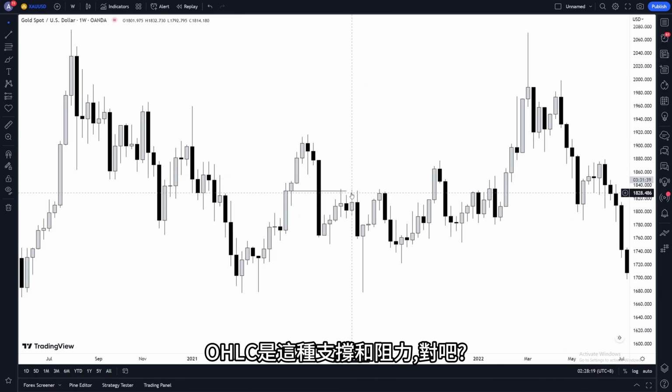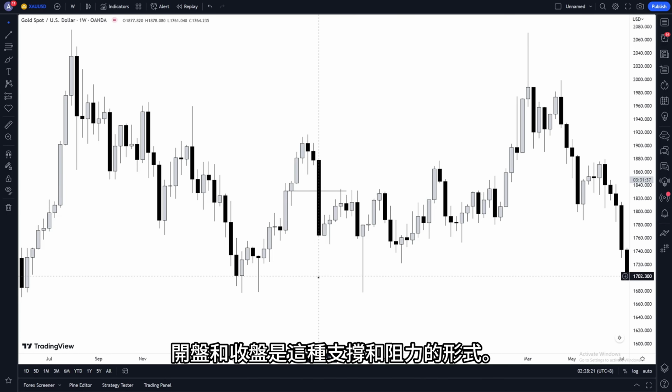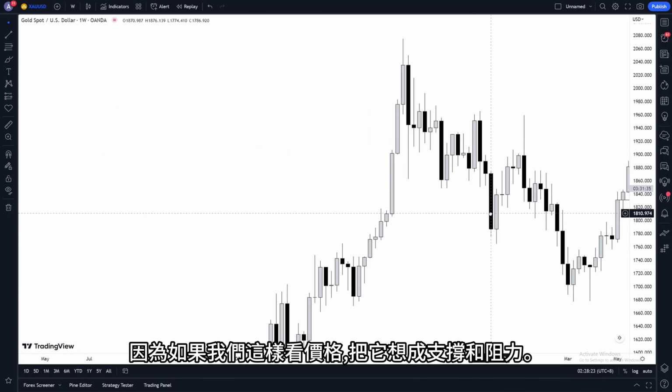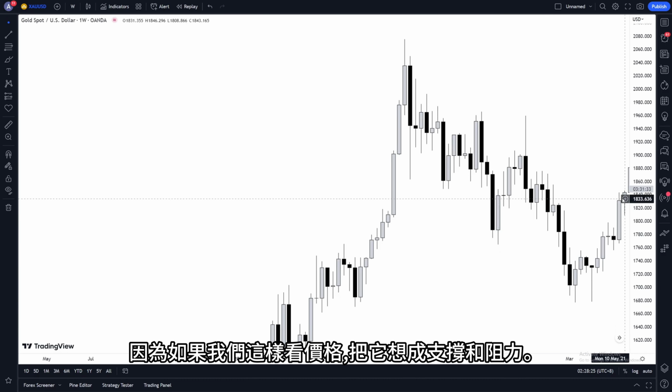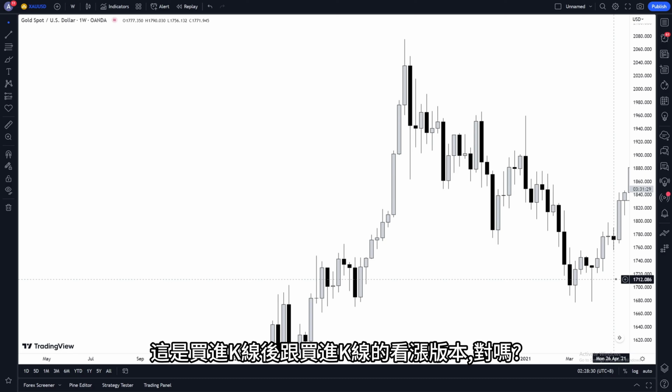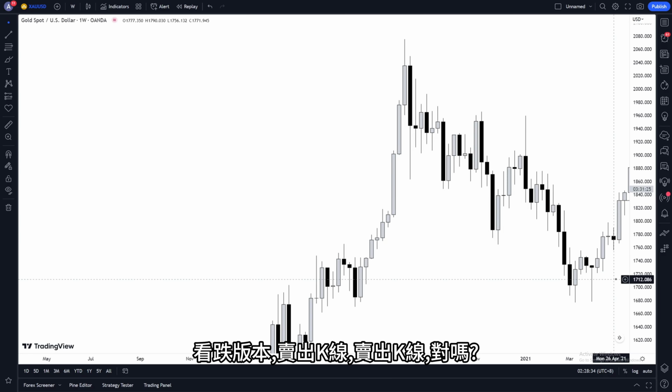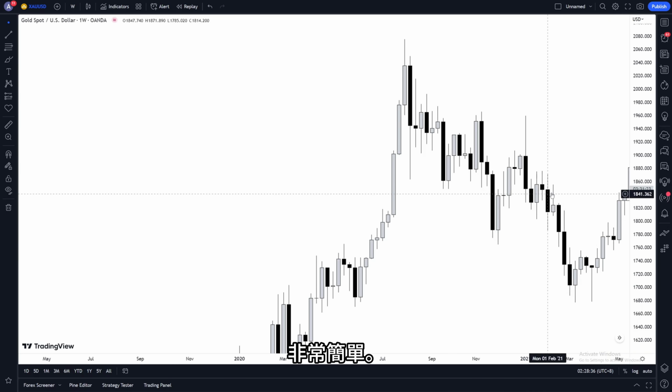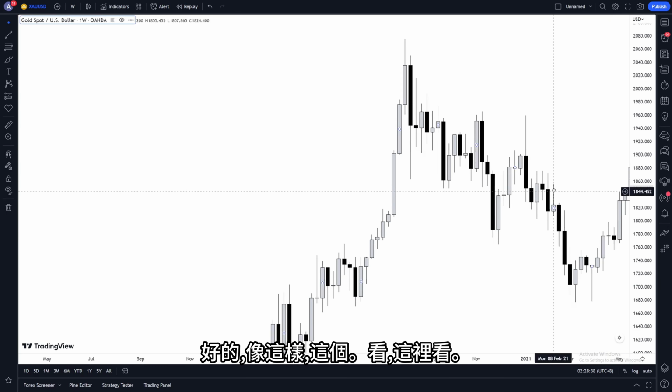OHLC is this kind of SNR, right? Open close is this form of SNR. Because if we were to look at price like this, think of it as support and resistance. This is support, correct? Why is this support? This is the bullish version of the buy candle followed by buy candle, correct? Resistance would be what? Bearish version, sell candle, correct? Very simple. Okay, like this one. Look here, guys.